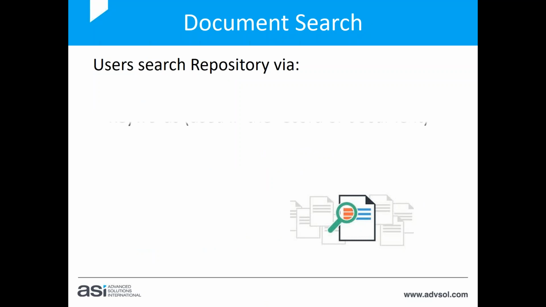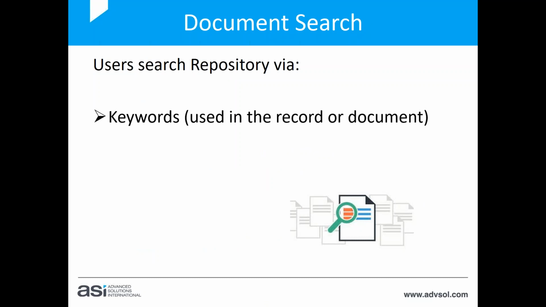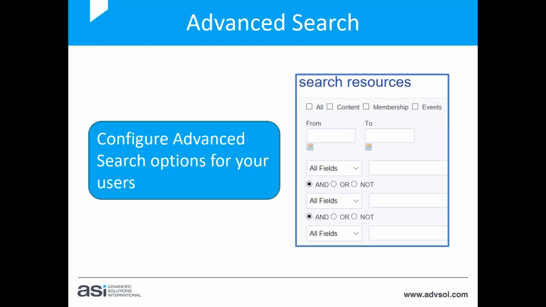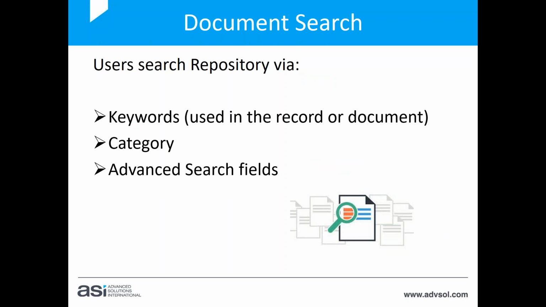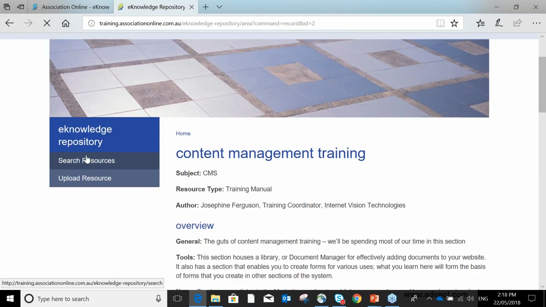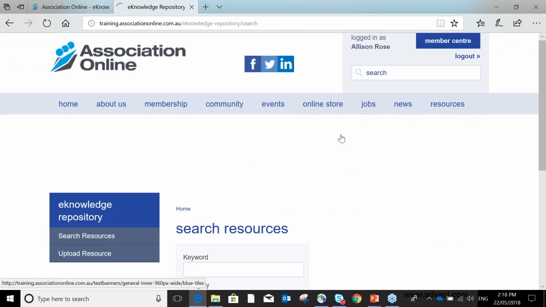Users can then search the repository via keywords that are used in the record or the document, via category that we ticked to be searchable, via the advanced search fields that we created and set up. Actually, let me just go back. Yeah, those three. I thought there was one more, but there wasn't. So let's look at that on the website. Let's go back to the original page, the search page.